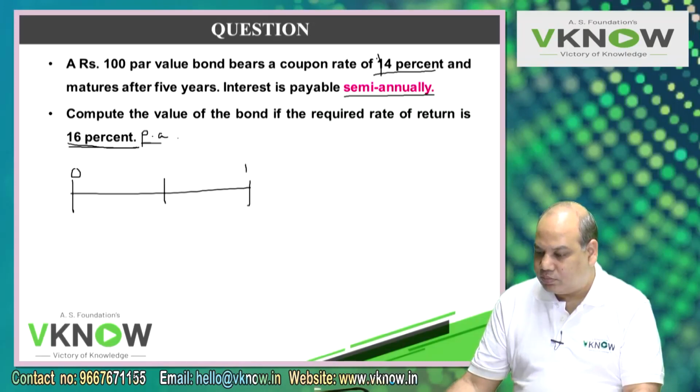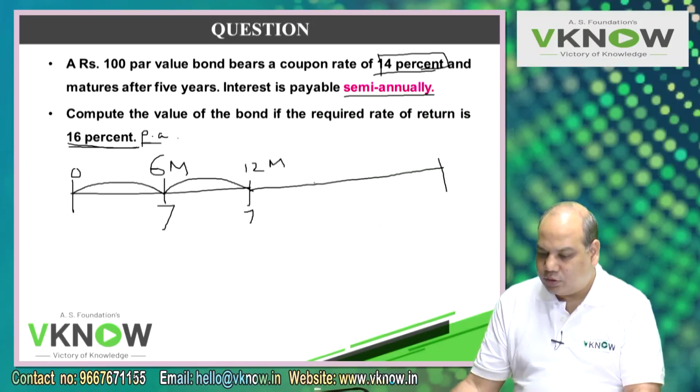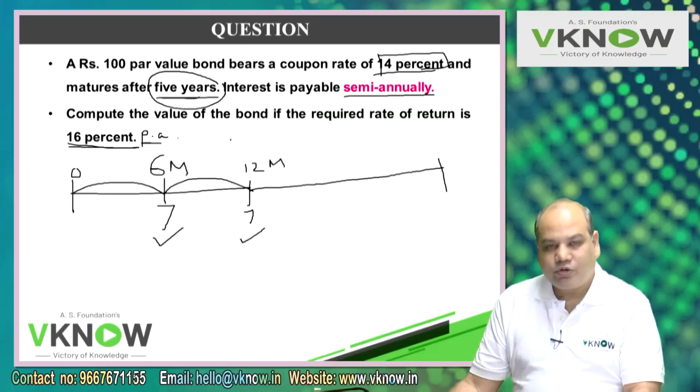14% is your interest rate per annum, not for 6 months. So first 6 months you will get 7. Again after 6 months, that means after 12 months, you will get another 7, and this way it will continue for 5 years. So 5 into 2, 10 times, 1 year 2 times. So in 5 years, 10 times you will receive coupon.